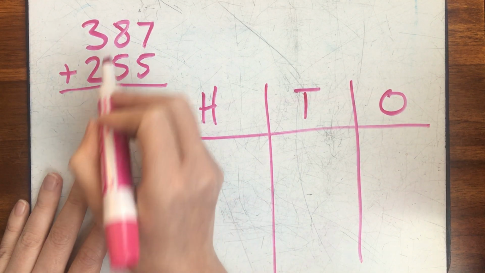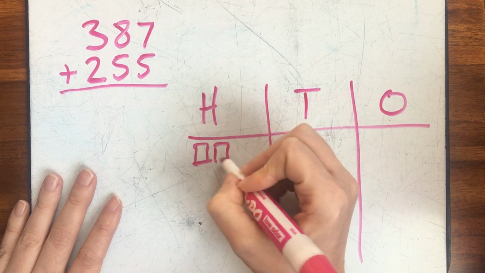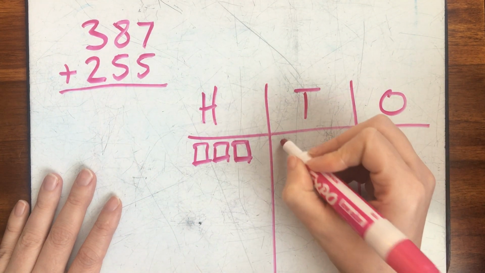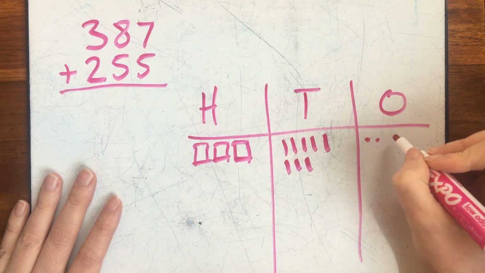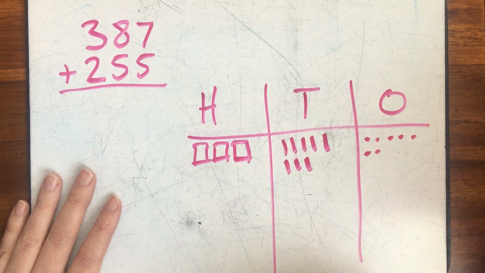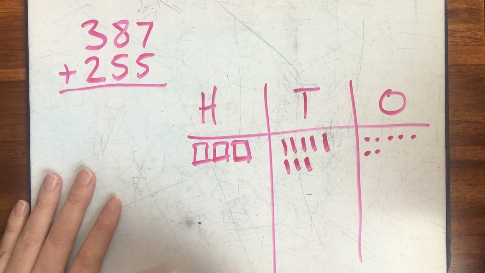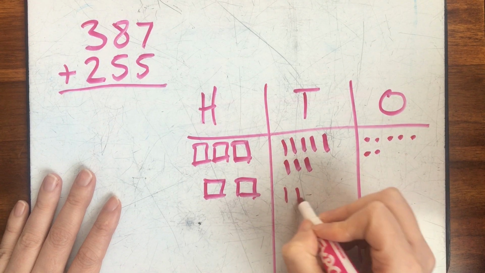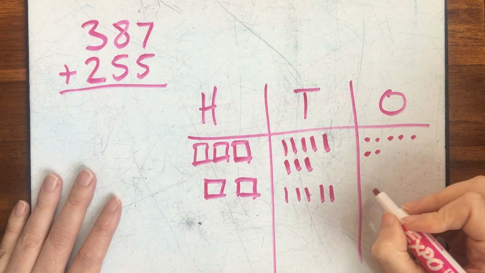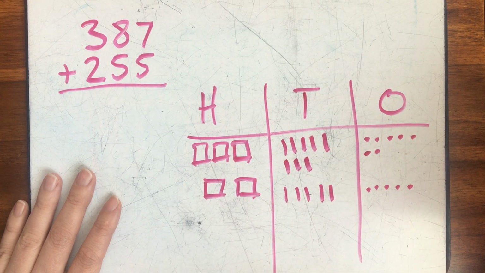So first I represent my top number, 387. 3 hundreds, 8 tens: 1, 2, 3, 4, 5, 6, 7, 8. 7 ones: 1, 2, 3, 4, 5, 6, 7. And now I represent the number that I'm adding, 255. 2 hundreds, 5 tens, 5 ones: 1, 2, 3, 4, 5. Okay. I always start with the ones place, so I'm going to do that now.